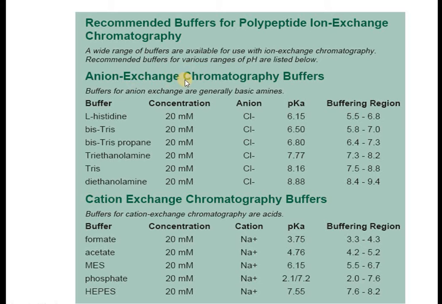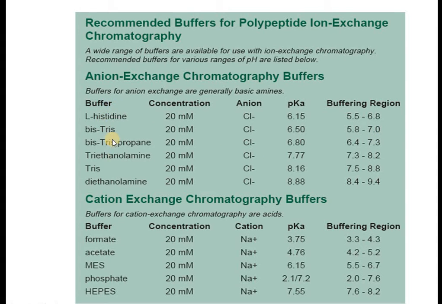This is the anion exchange chromatography buffer. The buffer is L-histidine at a concentration of 20 mM, with Cl minus as the anion, a pKa value of 6.15, and a buffering region of 5.5 to 6.1. Then Bis-Tris, also 20 mM, with Cl anion, a pKa value of 6.50, and a buffering region of 5.8 to 7.0.